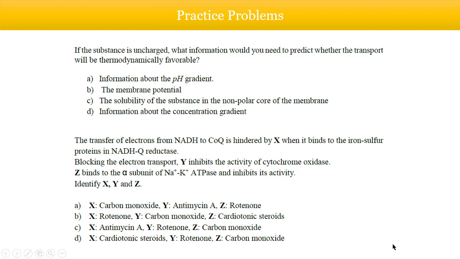So option D. The transfer of electrons from NADH to coenzyme Q is hindered by X when it binds to iron sulfur proteins. Blocking the energy transport, Y inhibits the activity of cytochrome oxidase, and Z binds to the alpha subunit of Na plus K plus ATPase and inhibits its activity. So you have to find out what X, Y, and Z are. The first one is something that basically hinders this NADH to coenzyme Q conversion. Okay, so what will that be?